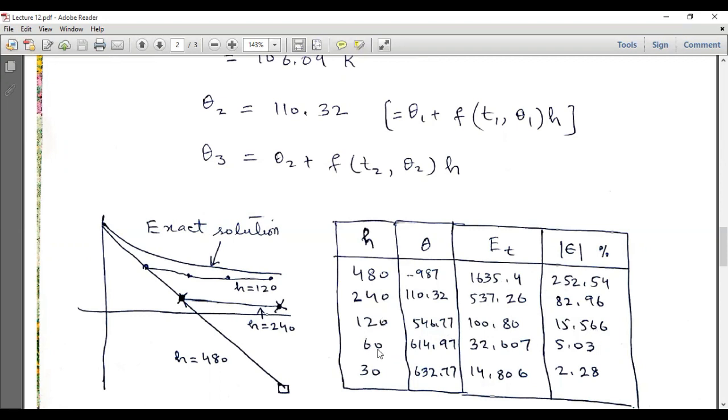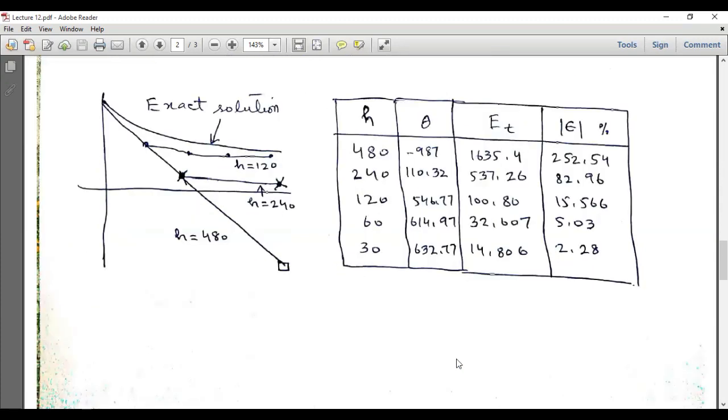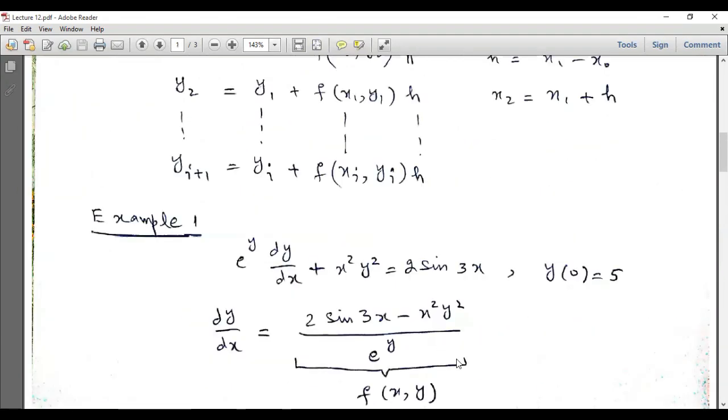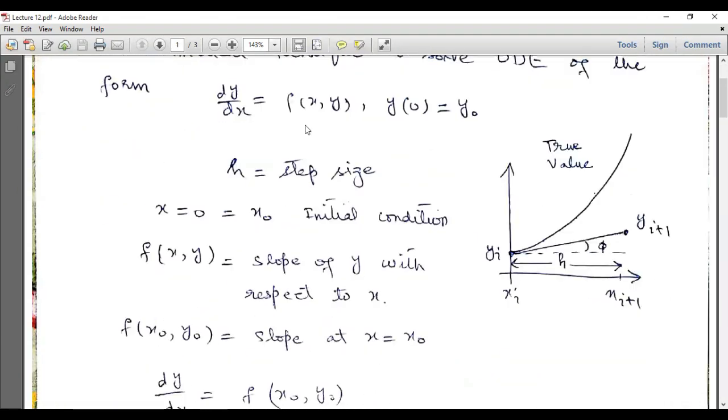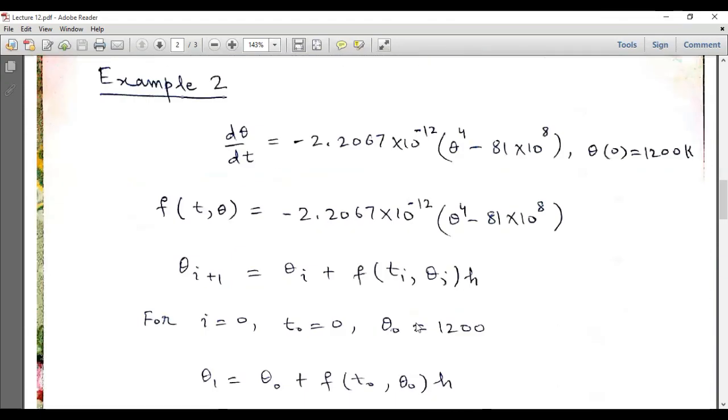Now let's further reduce the step size. Our theta is increasing, and it is matching the actual solution. This is our error, and this is our percentage error. And for a step size of 30, theta has further increased, and error has further reduced, and percentage error has further reduced. It means if we want to solve an ODE using Euler's method, our step size should be as small as possible to get the minimum error.